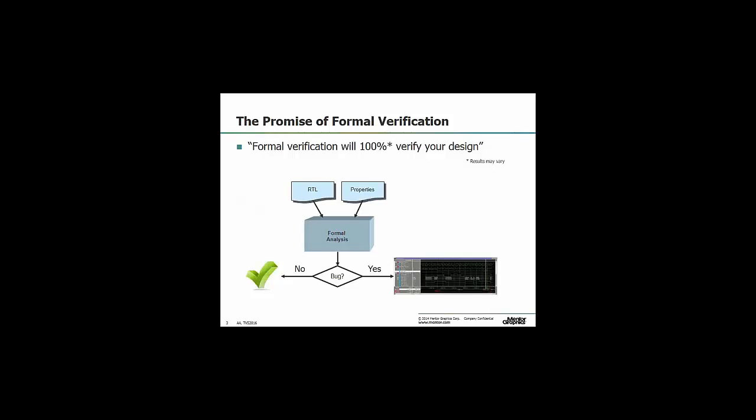So, for example, if you're interested in looking for bad things, things that must not happen in your design, and the tool fails to find a counterexample, a stimulus for you, then this is a proof that these bad things cannot happen in your design. But if the tool generates a stimulus for you, then you have a witness that this bad behavior can happen in your design.